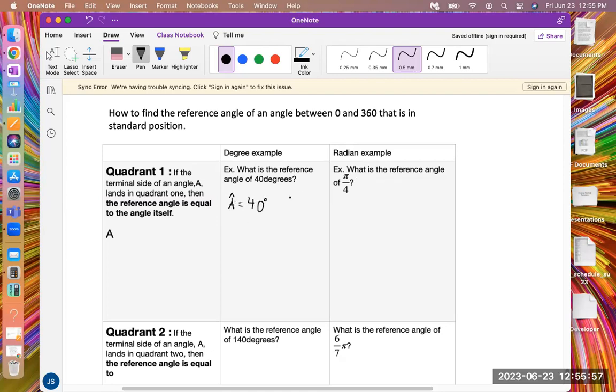Okay, this is a degree example, and I'll show you a radian example for each one of these. What is the reference angle of pi over 4? Well, the reference angle of pi over 4 is just the angle itself, pi over 4. Now, you would have to first verify that those angles are in fact in quadrant 1.